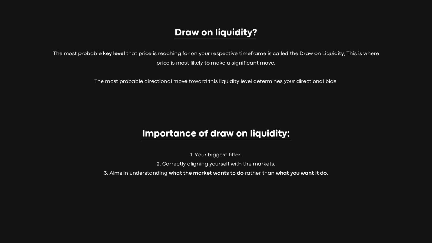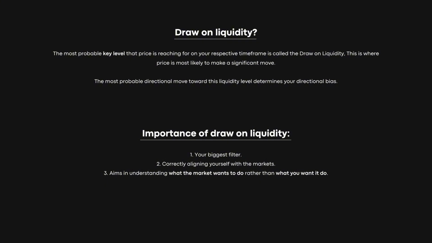So, what exactly is a drawn liquidity and why is it so important? Basically, your drawn liquidity is the most probable key level that price is reaching for on whatever time frame you're analyzing. It's the most likely level that price is being drawn towards, and it's the level that will often act as the magnet for price action. And whatever direction price is moving towards that draw, that becomes your directional bias.